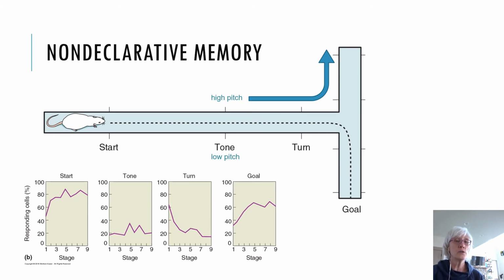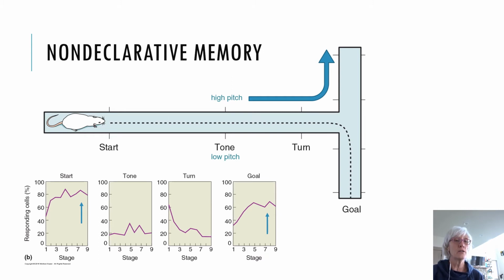The same thing is true in the rightmost graph, looking at the goal. Cells in the striatum are firing early in the experimentation, but they tend to fire more toward the end of the experiment. So there are increases at both the start and the end of the maze.